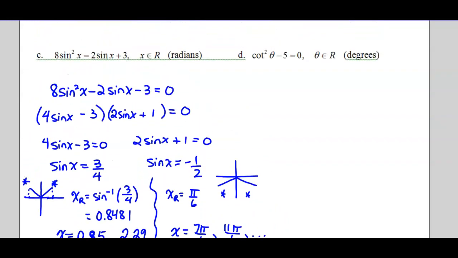Okay, D, a little bit less complicated. You don't have to factor. You've just got two terms. One has the trig ratio, so isolate it. It's squared, so take the square root of both sides once you've isolated it. And always, when you take the square root of both sides, you get a positive and a negative value. So don't forget about that.